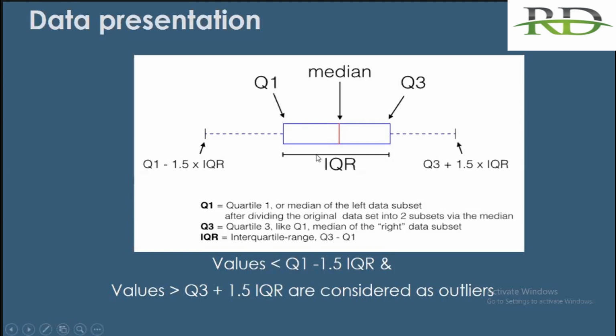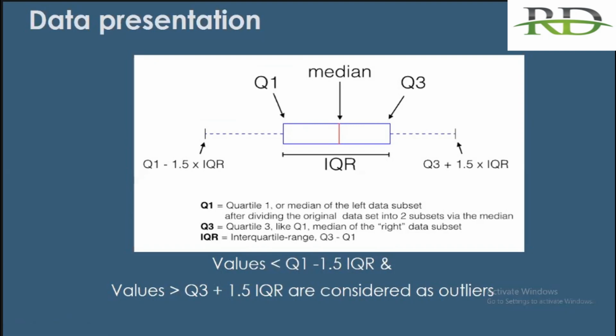Okay, I'm repeating it once again. If the data is normally distributed, all these distances, the distance between Q1 and median, median and Q3, Q3 and this line, would be equal. Secondly, values which are beyond these points are known as outliers.